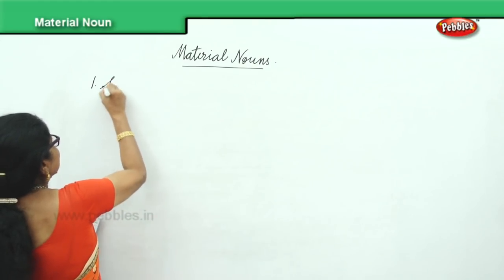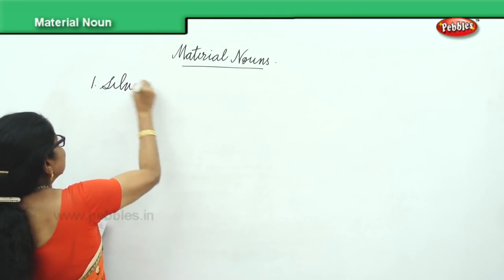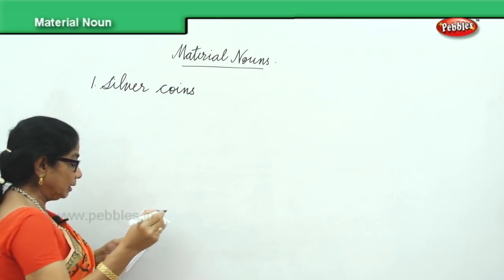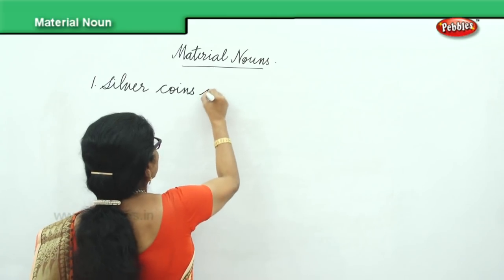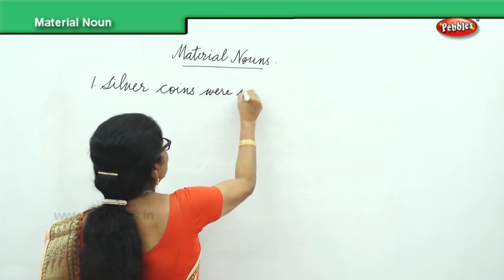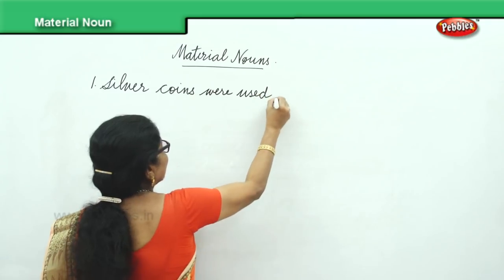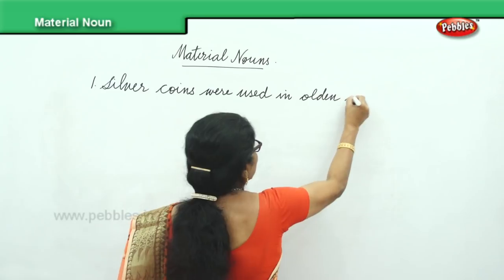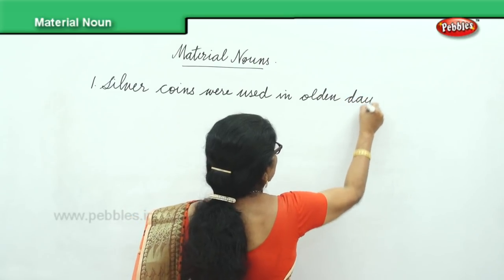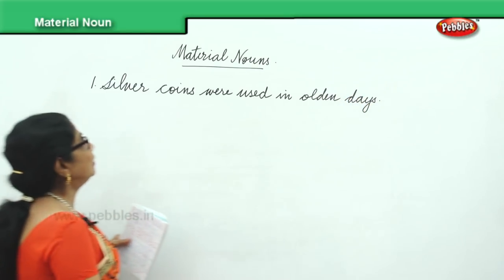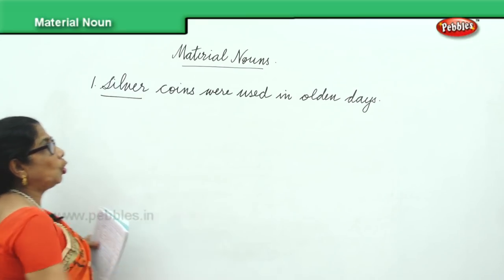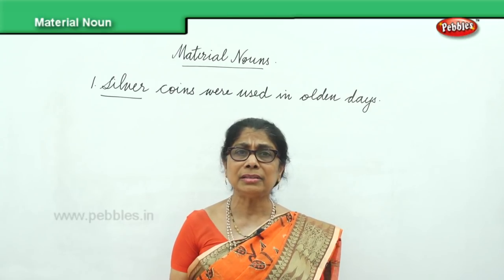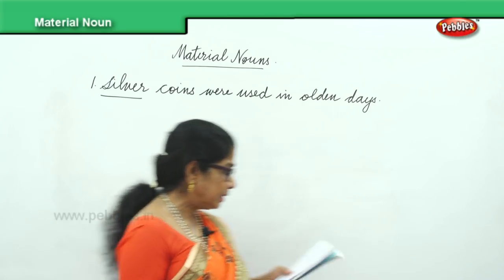Just practice. Practice will make you understand better what I'm trying to tell you. Now, silver. Silver coins were used in olden days. Now silver is a noun and we call that a material noun. From silver you make silver coins. That's all. It's very simple.